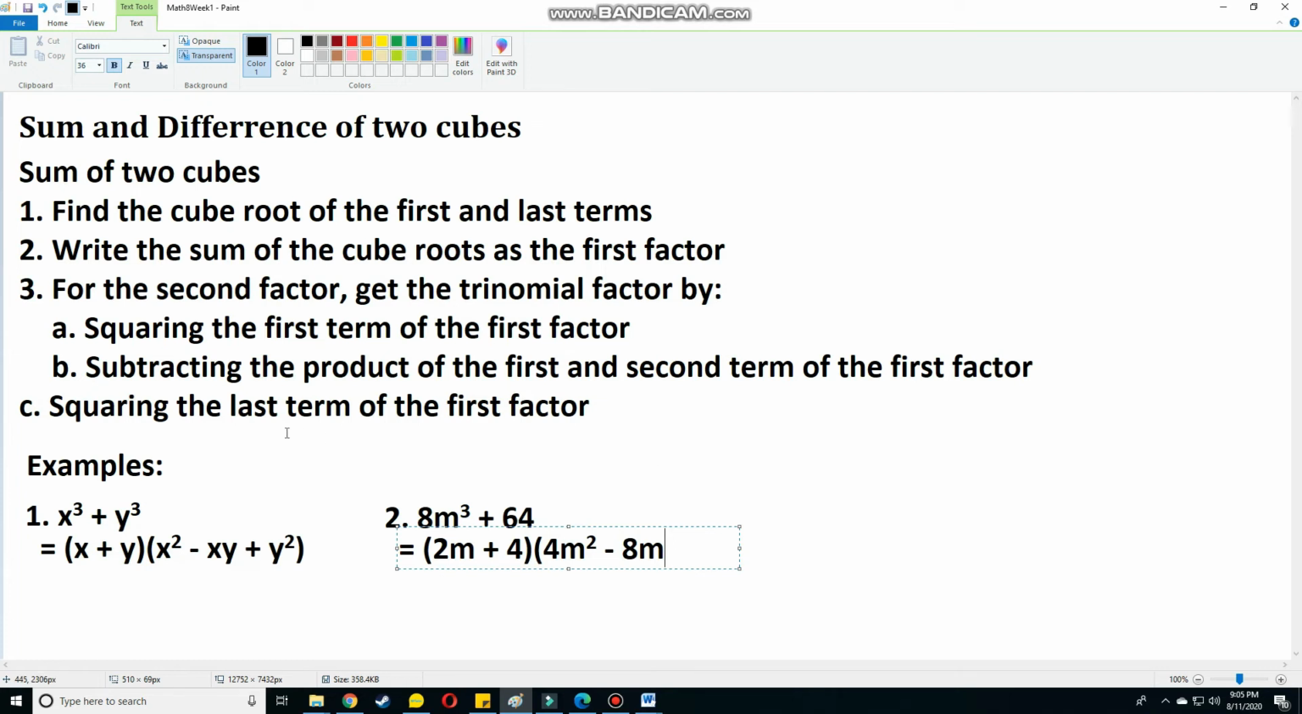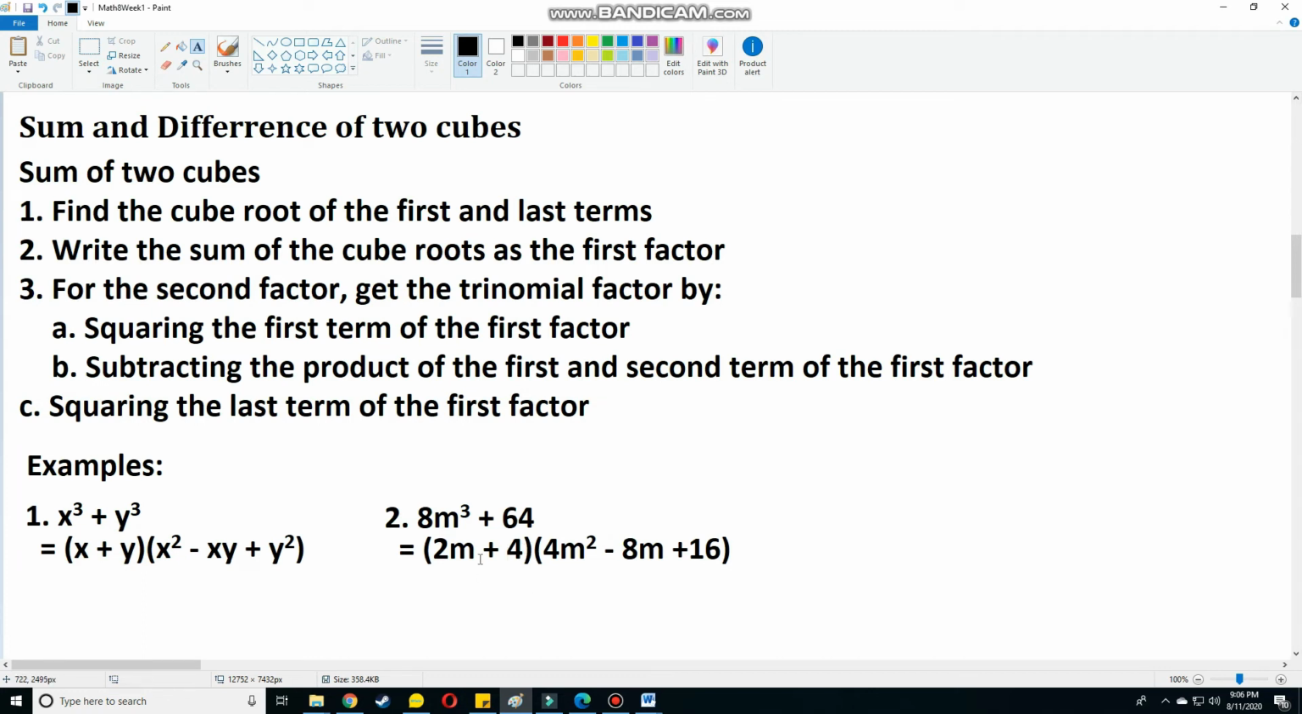And then finally, we would do the squaring of the last term of the first factor. So we would square the last term. So what's the square of 4? That would be 16. 4 times 4, that would be 16. And finally, this is now our factored form of the sum of two cubes.